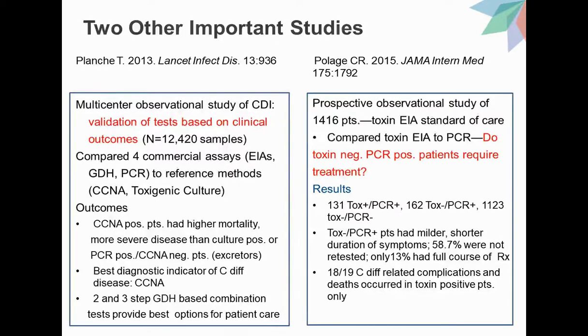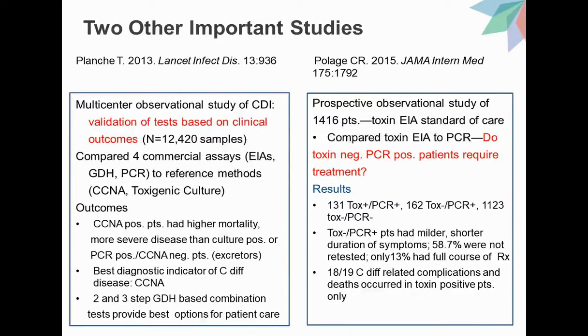And that the best predictor of C. difficile disease was actually the cytotoxin test. But because of the problems that I highlighted with CCNA, their final recommendation was to use a 2- and 3-step GDH-based combination test, and they saw this as the best option for patient care. And so the standard of care in the UK is to use a 2-step algorithm based upon GDH and a, quote, sensitive toxin EIA test.